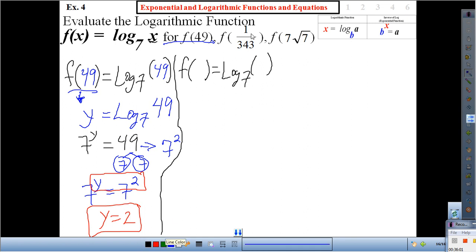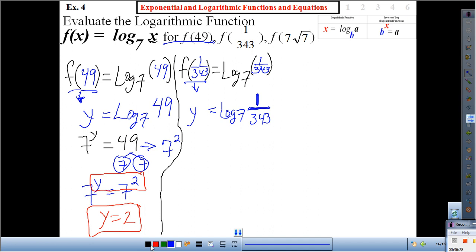So the next value that I'm going to substitute is what? 1 over 343. So let me rewrite this. Now I'm going to change this side to what variable? y. y equals log base 7. And what number are they asking us to find? 1 over 343.